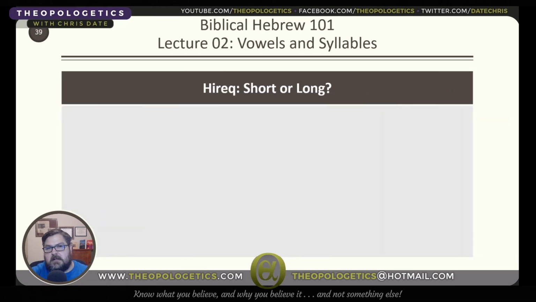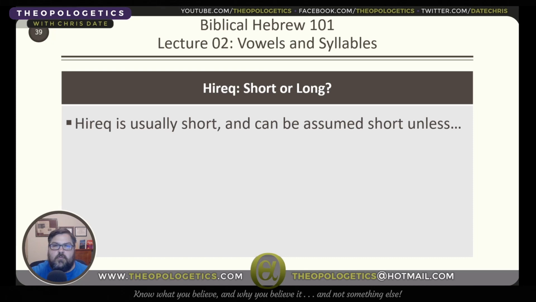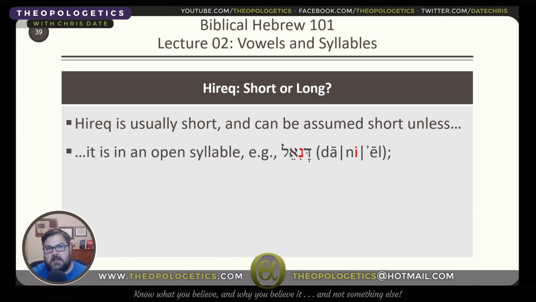Now, how do you tell if a hirek is short or long? Generally speaking, hirek is short. So you can assume that it's short unless one of the following is true. Either it's in an open syllable. So this is the word Daniel. And because ni is an open syllable, not a closed one, this is a long hirek.